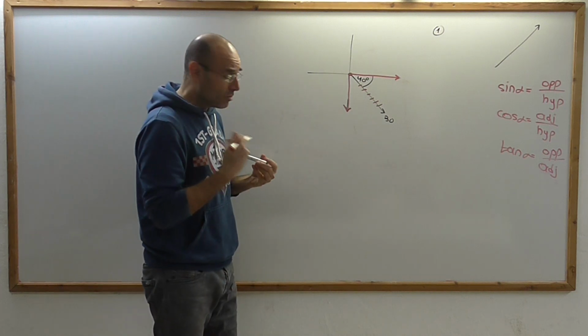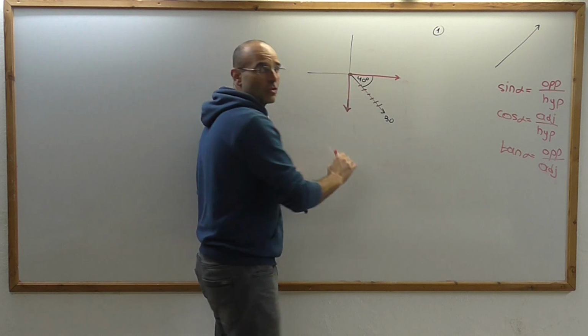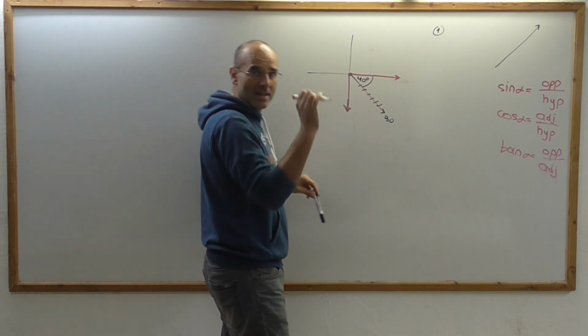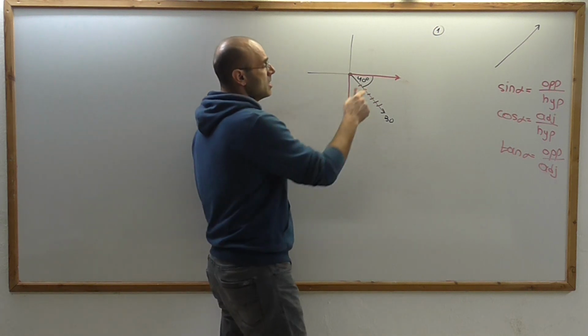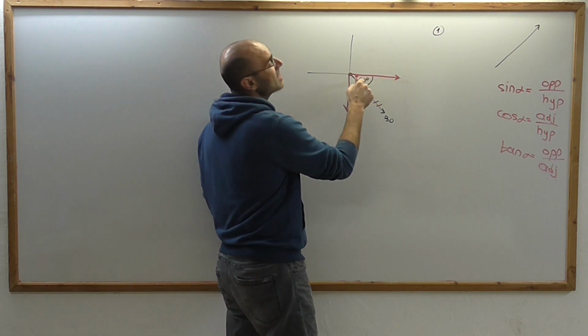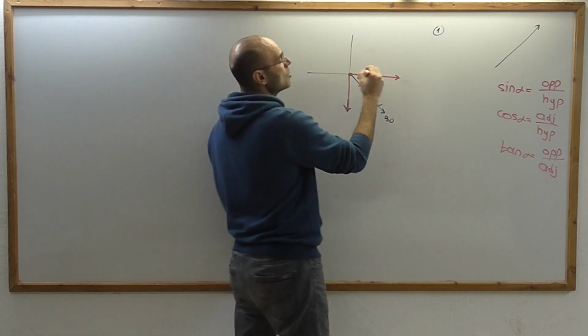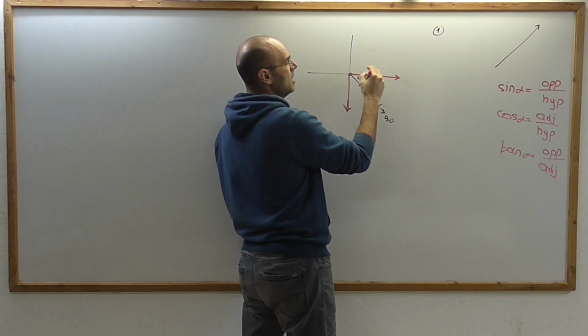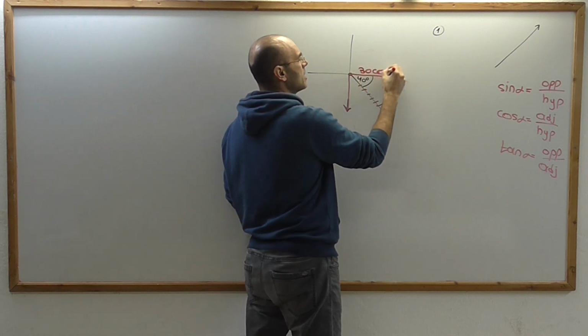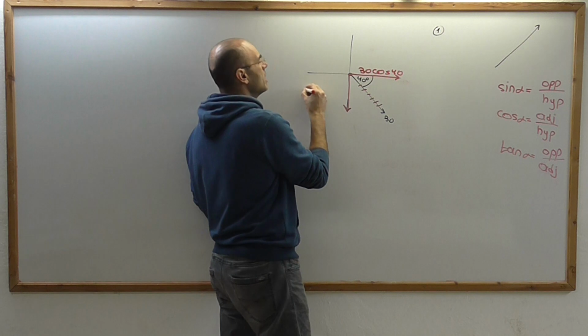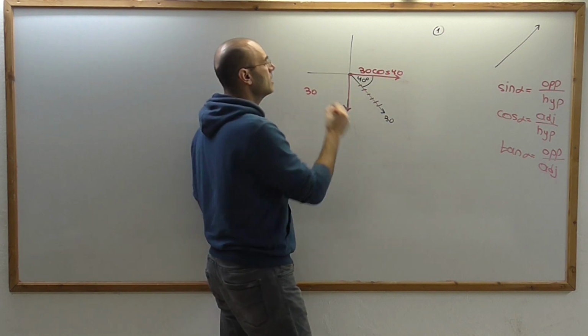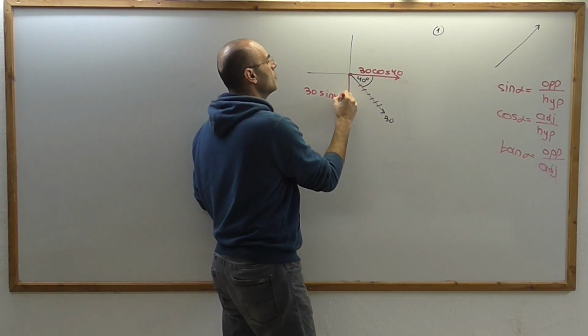So how do I talk to myself? The component beside the angle gets the cosine. This vector is beside the 40, beside the angle, so it will get the cosine. So it will be 30 cosine 40. And the other one, naturally, will get the sine: 30 sine 40.